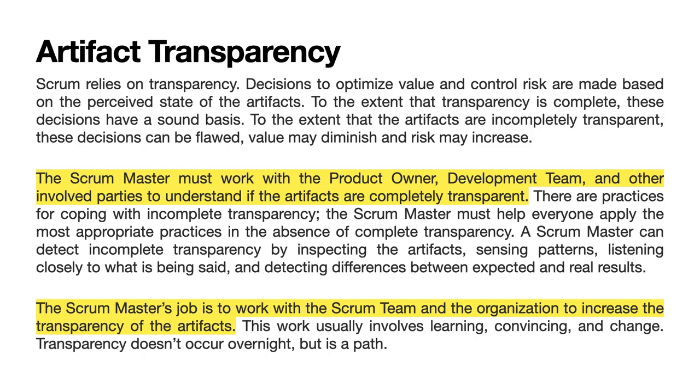The Scrum Master must help everyone apply the most appropriate practices in the absence of complete transparency. A Scrum Master can detect incomplete transparency by inspecting the artifacts, sensing patterns, listening closely to what is being said, and detecting differences between expected and real results. The Scrum Master's job is to work with the Scrum team and the organization to increase the transparency of the artifacts. This work usually involves learning, convincing, and change. Transparency doesn't occur overnight, but is a path.